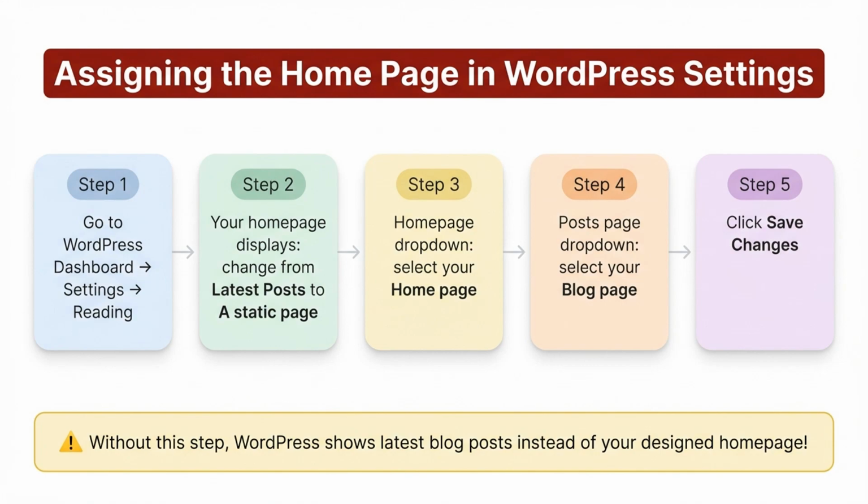Here's a critical step that many beginners miss, and it explains why your beautifully designed homepage doesn't appear when you visit your website. You need to go to WordPress Dashboard, then Settings, then Reading. There you'll find Your Homepage Displays. Change it from Latest Posts to a static page, then select your homepage from the dropdown. Also assign your blog page to the Posts page field. Save changes. Now your designed page will actually show up.